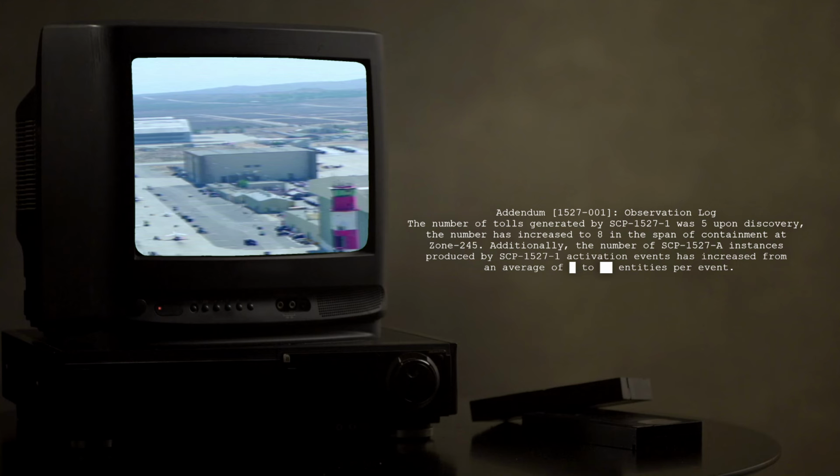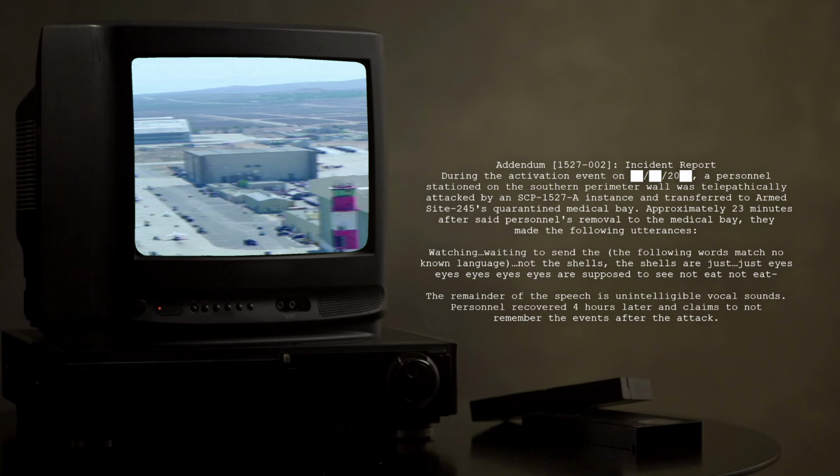Addendum 1527-001, Observation Log. The number of tolls generated by Dash-1 was 5 upon discovery. The number has increased to 8 in the span of containment at Zone 245. Additionally, the number of Dash-A instances produced by Dash-1 activation events has increased from an average of 2 entities per event. Addendum 1527-002, Incident Report. During the activation event on 2000, a personnel stationed on the southern perimeter wall was telepathically attacked by a Dash-A instance and transferred to Armed Site 245's quarantined medical bay.